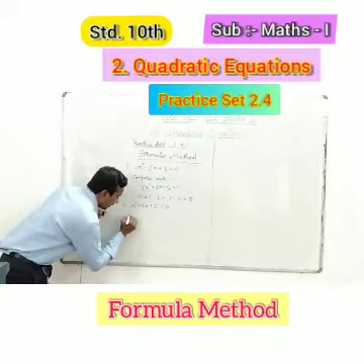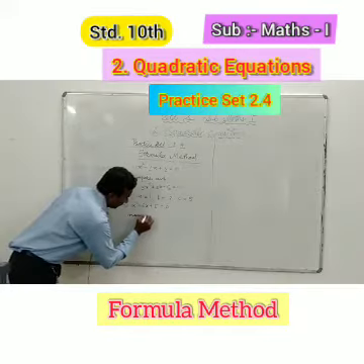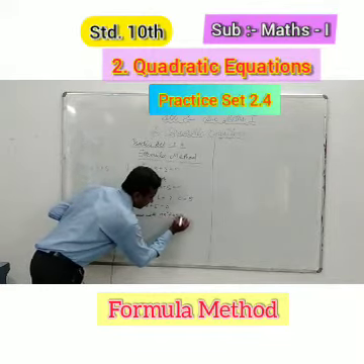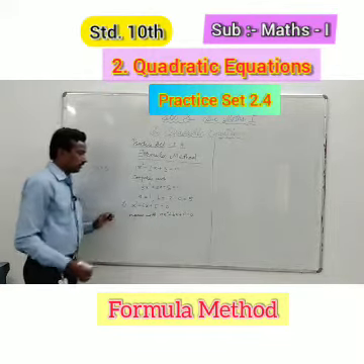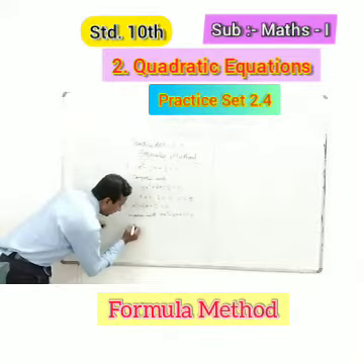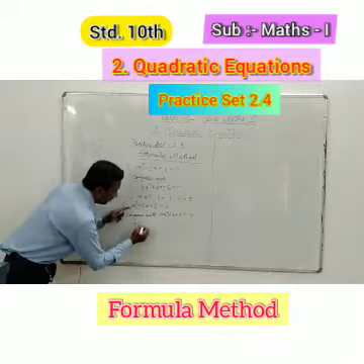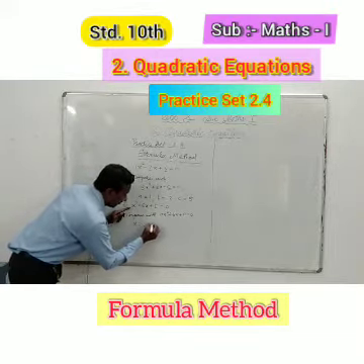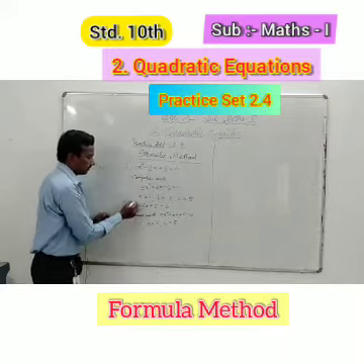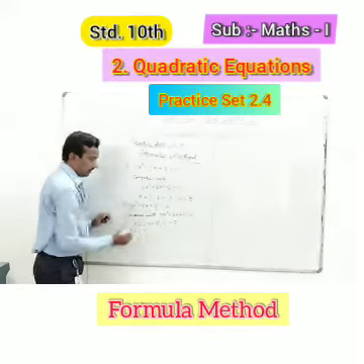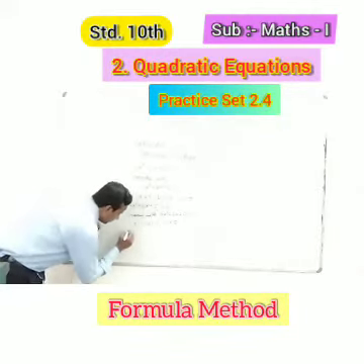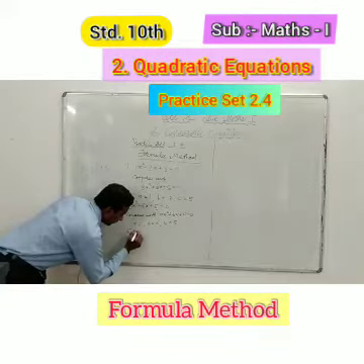Now compare again with ax square plus bx plus c equal to 0. Compare the given equation with the standard form of quadratic equation. Then we get the values of a, b and c. Value of a is again 1, b is 6 and c is 5. Coefficient of x square is 1, then 6 and 5. Now find out first b square minus 4ac in the formula.